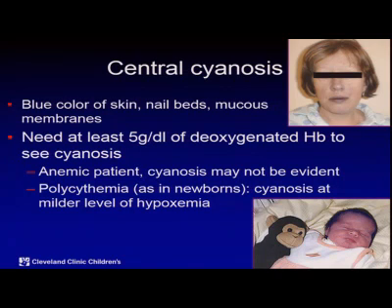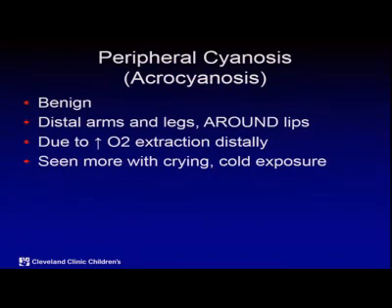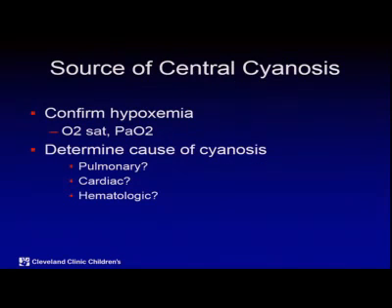All right, peripheral cyanosis. We get a few consults a year for peripheral cyanosis or acrocyanosis. It is completely benign. They have normal sats, but their distal arms and legs and around their lips, not inside their lips, but around their lips, can look a little bit blue. It's due to increased oxygen extraction in the distal body and is seen more with crying and cold exposure. It is completely benign.